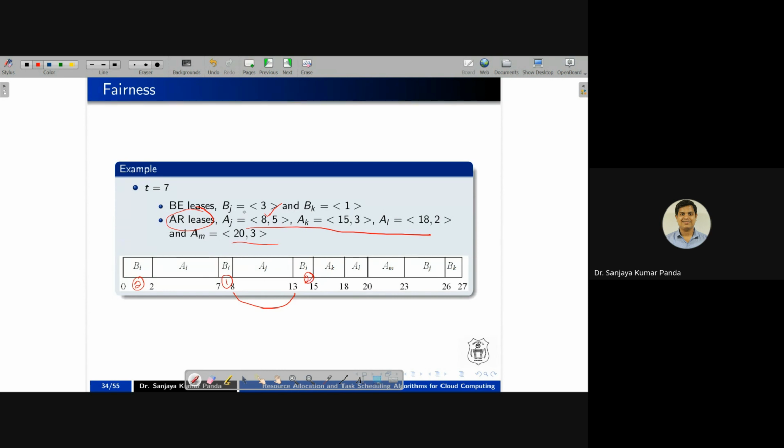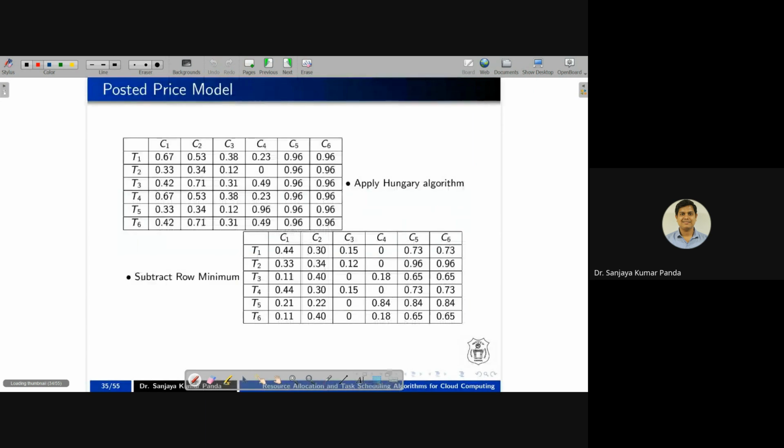Other BE leases arrive in between which request 3 units of time and 1 unit of time. Due to the arrival of other AR leases like 15 to 18, 18 to 20 and 20 to 23, these BE leases are put on hold. So there is always a challenge of how to provide fairness among the advanced reservation leases and best effort leases, right? If you can develop an algorithm where you can show that some best effort leases are at least given priority over the advanced reservation leases, obviously that is going to be accepted. Okay, any doubt up to this?